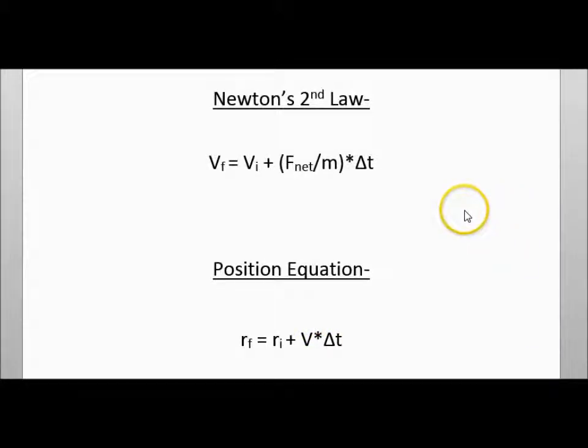Looking at Newton's second law, we can see that an object with a net force of 0 would cancel out this whole side of the equation, making it final velocity equals initial velocity. This means that if the net force is 0, then there is no change in velocity.